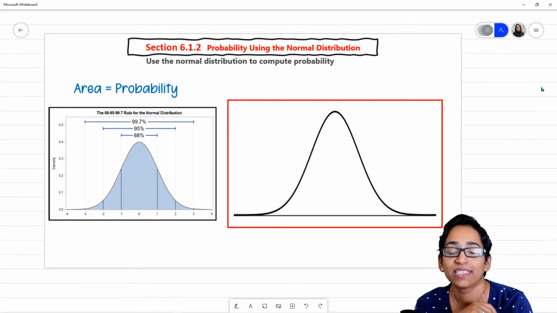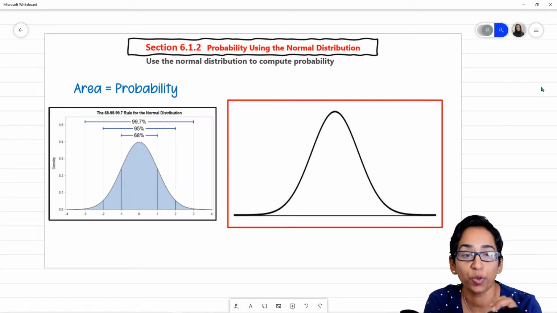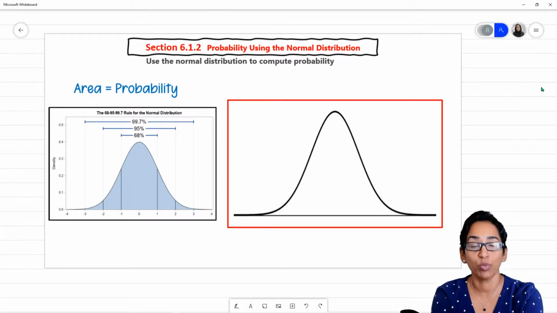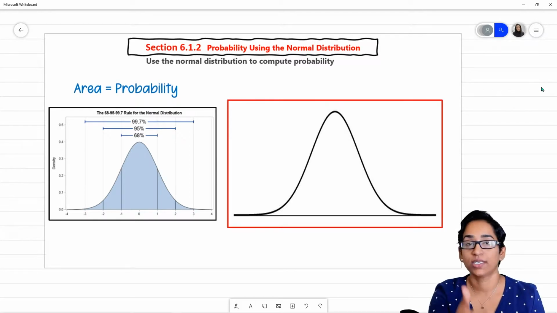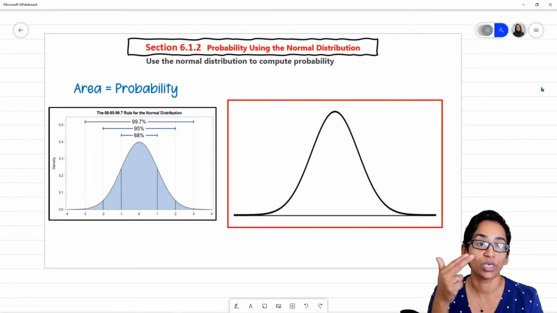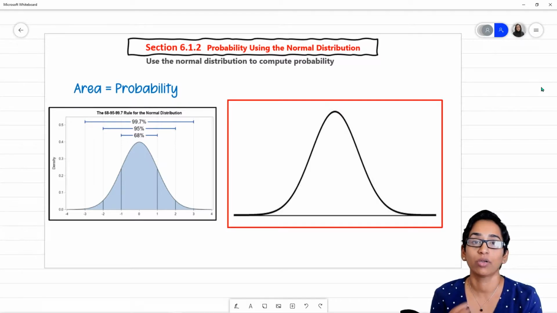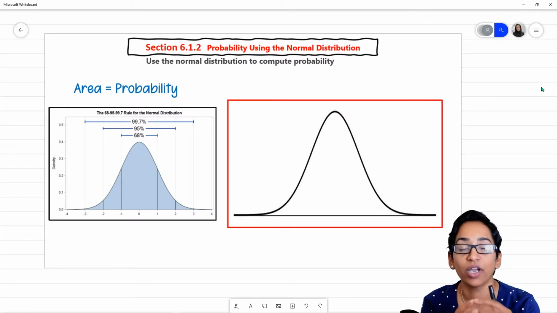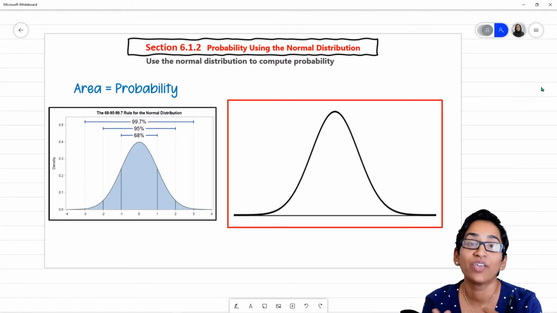Welcome back. This is section 6.1.2, probability using normal distribution. So what we're going to do today is take one more step. Now that we know what a z-score is, we know what a mean is, we know what a standard deviation is, we know how to calculate the z-scores, and we know that the area under the curve is nothing but the probability, we will take one step further and find the probabilities of given distributions.